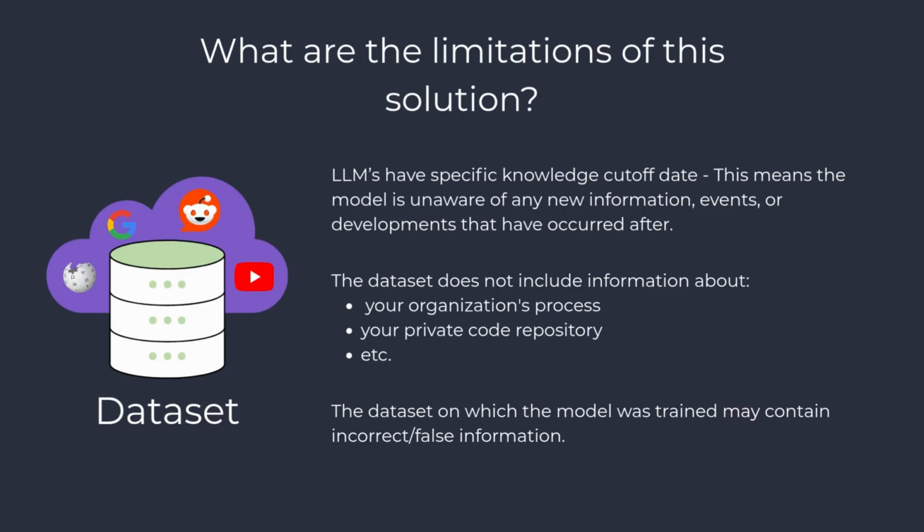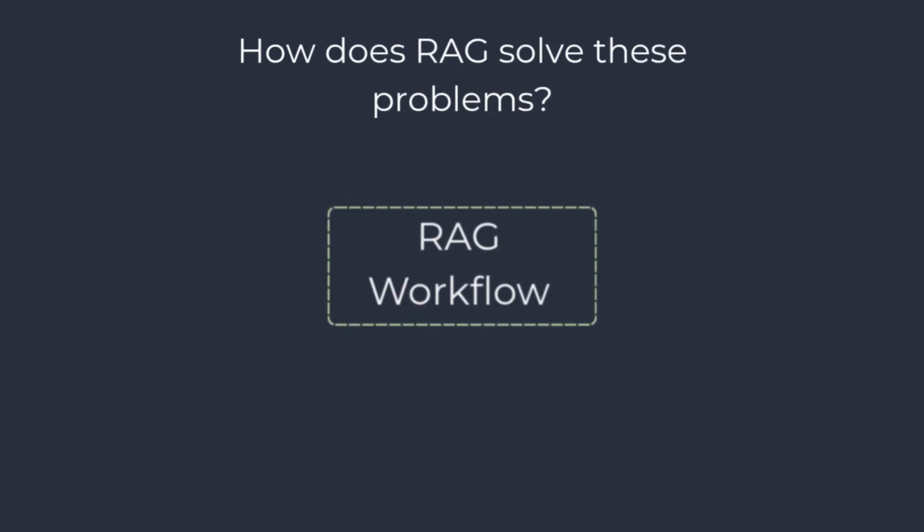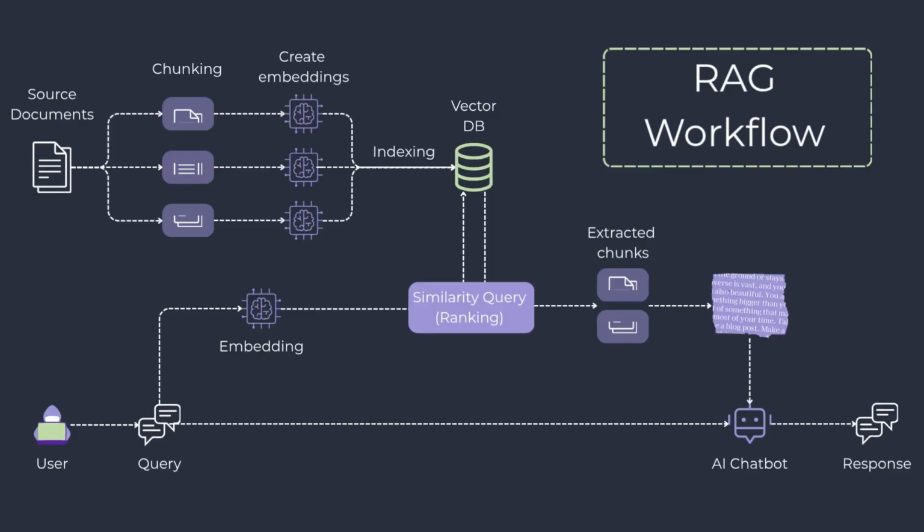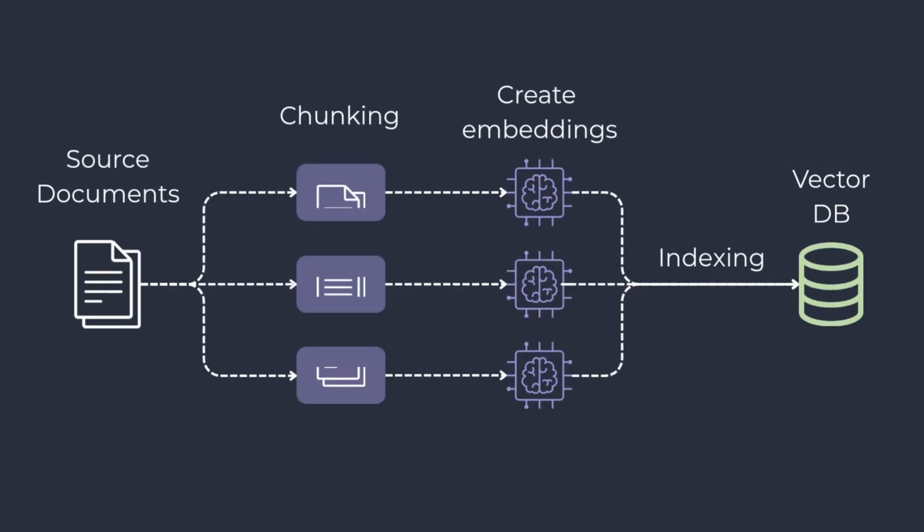So how do we get around those problems? This is where retrieval augmented generation comes in. To understand how RAG helps, let's walk through its workflow. The RAG workflow is divided into two main parts. The first part is all about preparing our own information. We start with our source documents. These are the files we want the AI to learn from. The system takes those documents and breaks them down into smaller, manageable pieces called chunks.